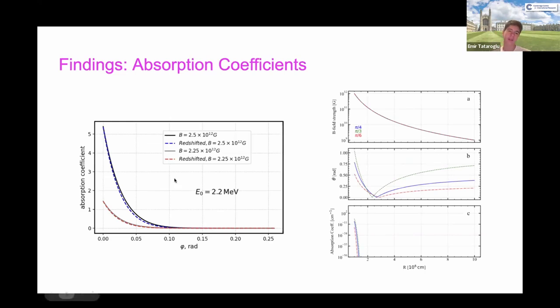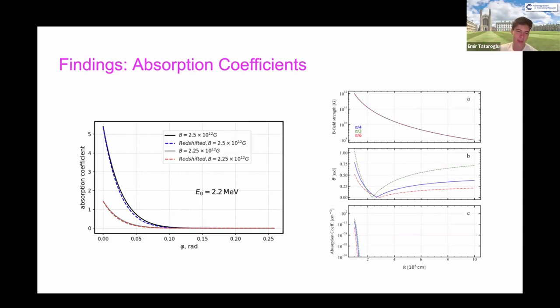On the left, you can see the absorption coefficient plotted against phi, which is the angle along the trajectory. It's different than just the angle, because now you parameterize the trajectory of the photon, which is curved by the gravitational field, by the angle.